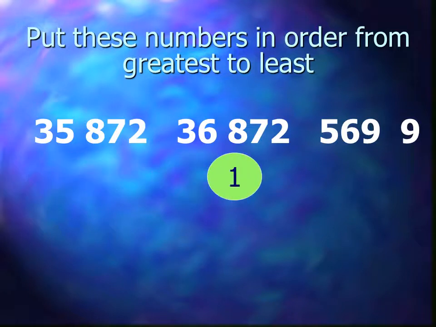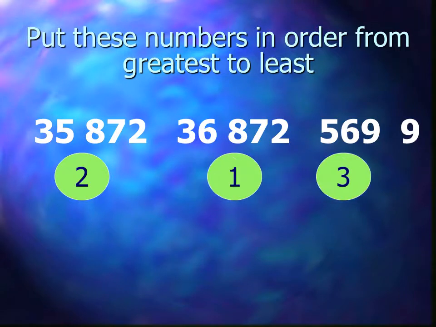Did you figure out that 36,872 was the largest or the greatest number? Very good. The next largest, the next greatest, would be, of course, 35,872. The next largest, the next greatest, would be 569, and of course that leaves the smallest or the least number, 9. See, now that you know how to compare numbers, ordering numbers from greatest to least is really quite easy.